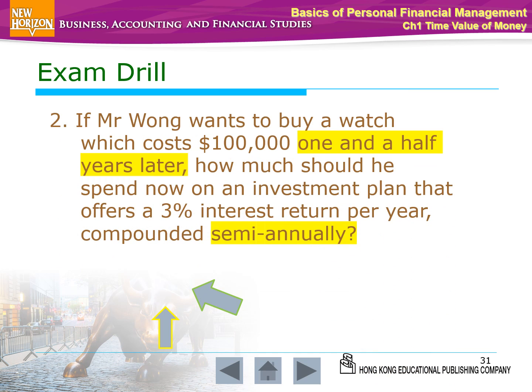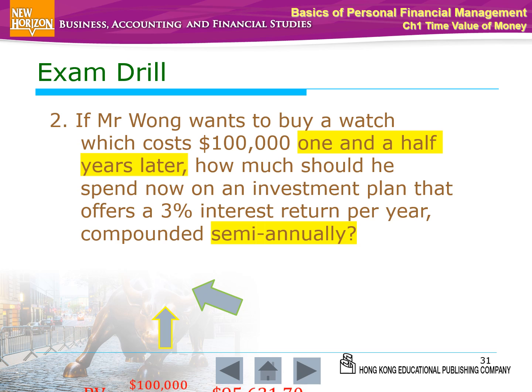Oh, a little bit difficult. If Mr. Wong wants to buy a watch which costs $100,000 1.5 years later, how much should he spend now on an investment plan that offers 3 years, a 3% interest return per year? Remarkably telling you that it was compounded semi-annually.